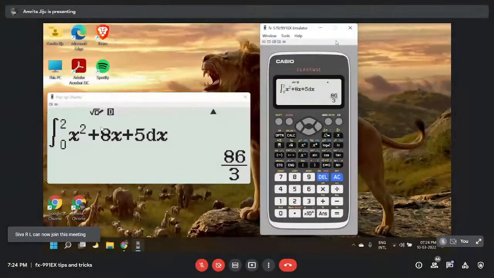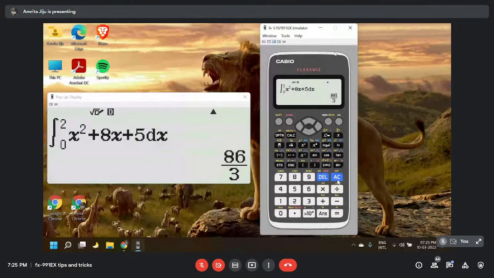So you can see I got the answer 86/3. So this is my answer for that particular integral. This is how you calculate definite integrals. You can use any kind of single variable function to integrate using the limits. If you want pi, just click shift and this button, so you will get a pi to set your limits, and the answer will come accordingly.